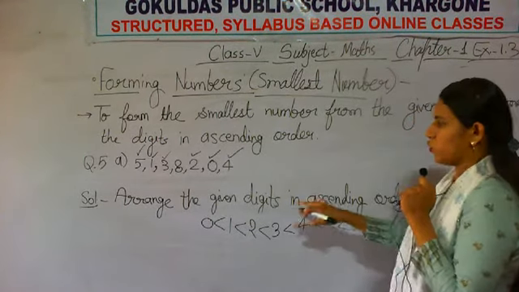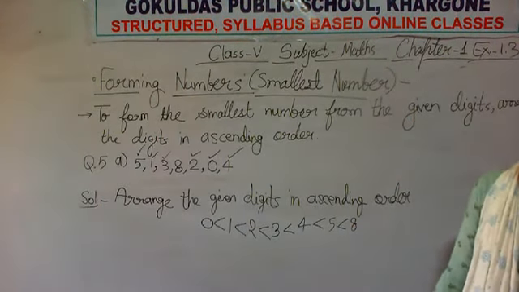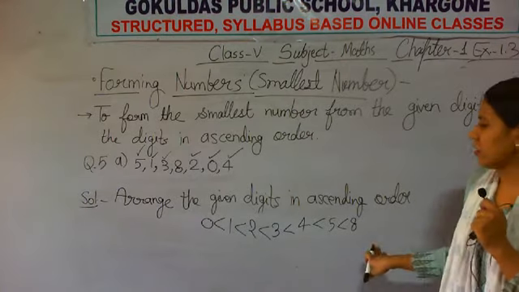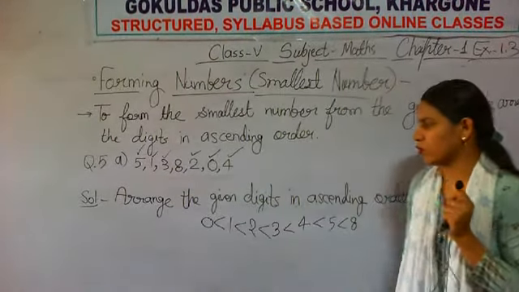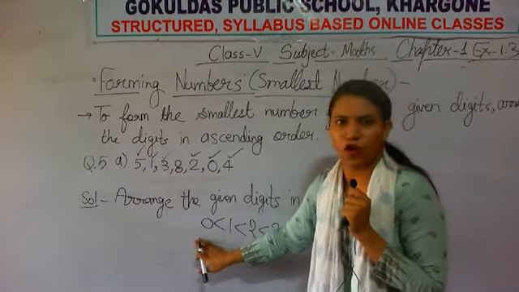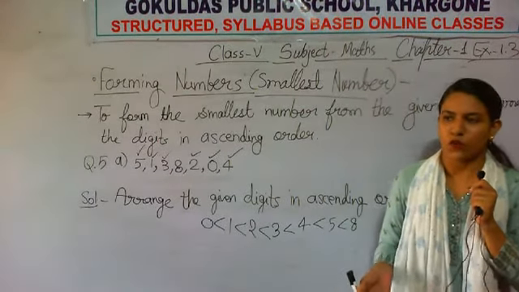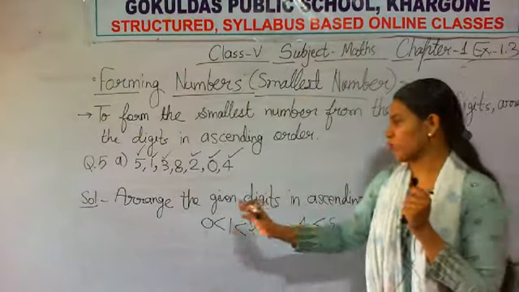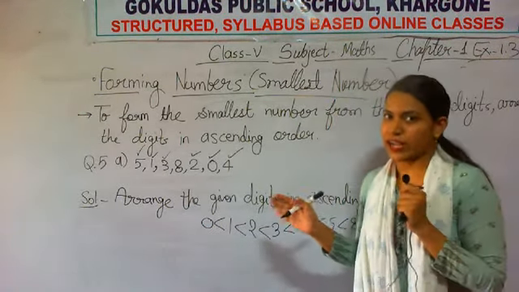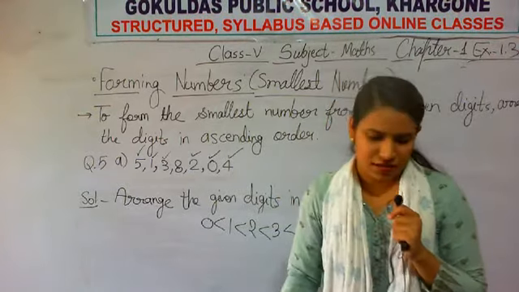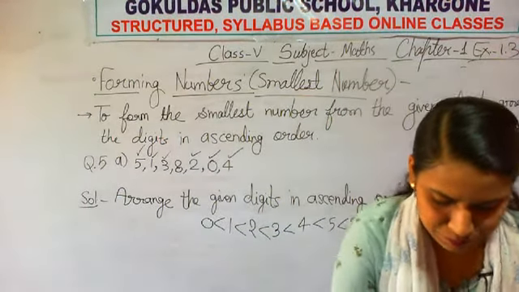So you have arranged all the digits in ascending order. But the leftmost digit of any number cannot be 0. Then what to do? You will write the 0 at the second place. From the left side you will write the 0 at the second position.